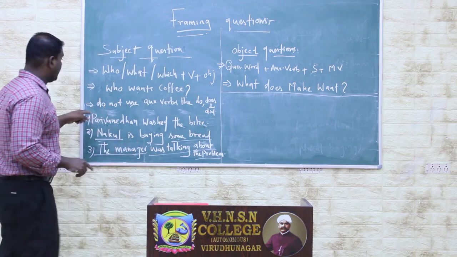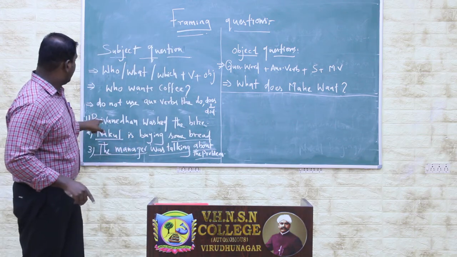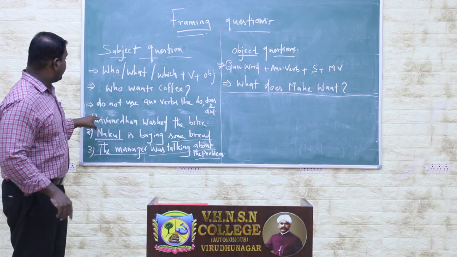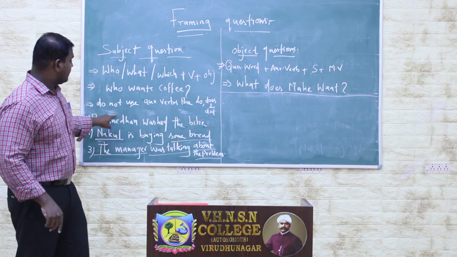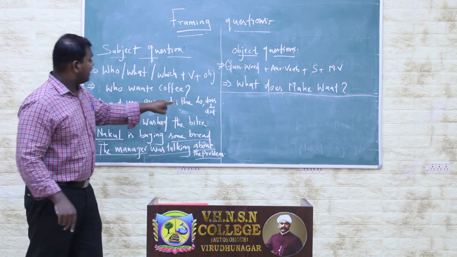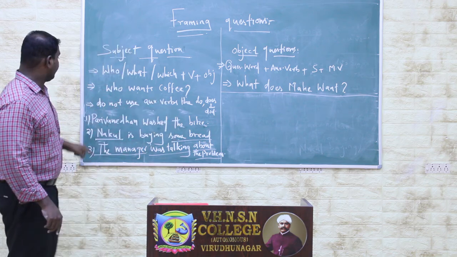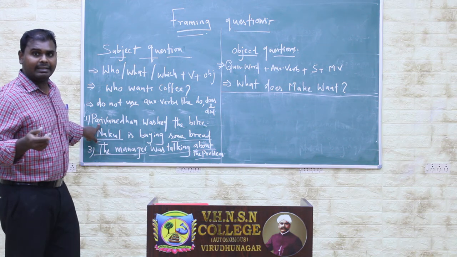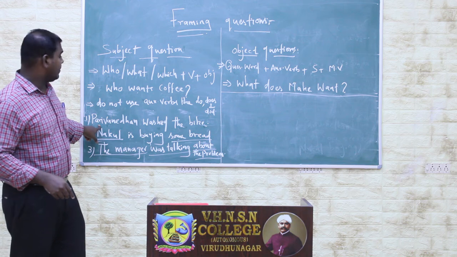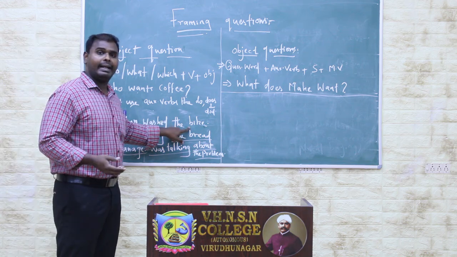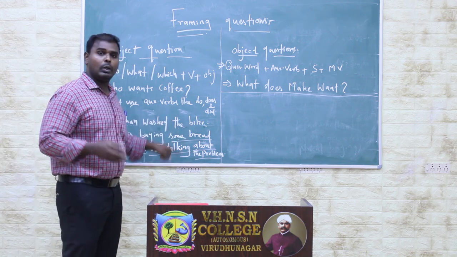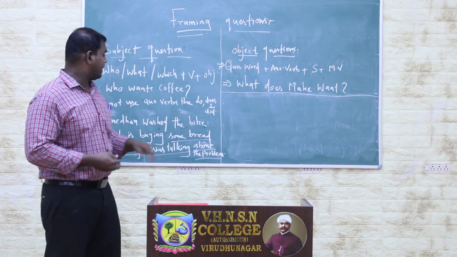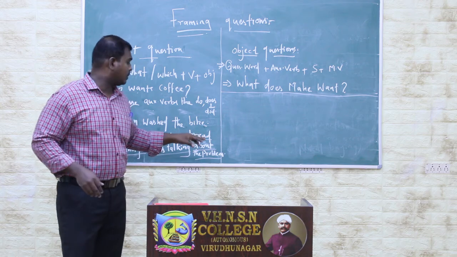For example, look at this particular sentence: Parinandan was the bike. In this, Parinandan is the subject, was is the verb, and the bike is the object. If you want to gather some information about Parinandan, the question should be a subject question because Parinandan is the subject. Likewise, if you want information about the bike, we have to frame an object question, because the bike is an object.